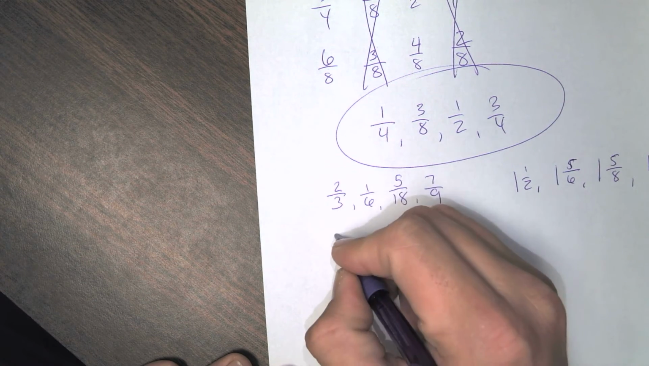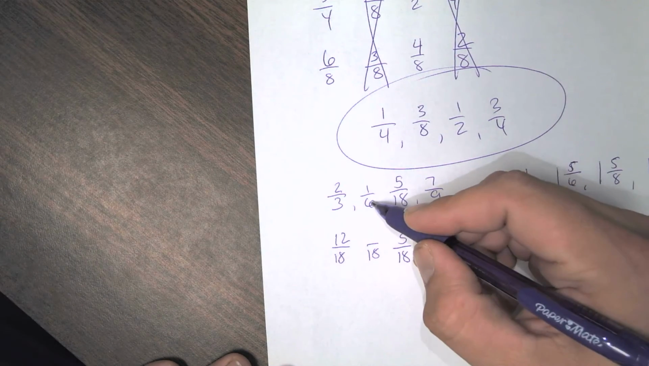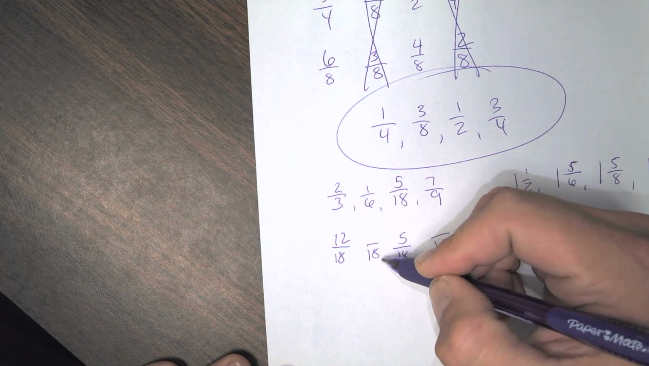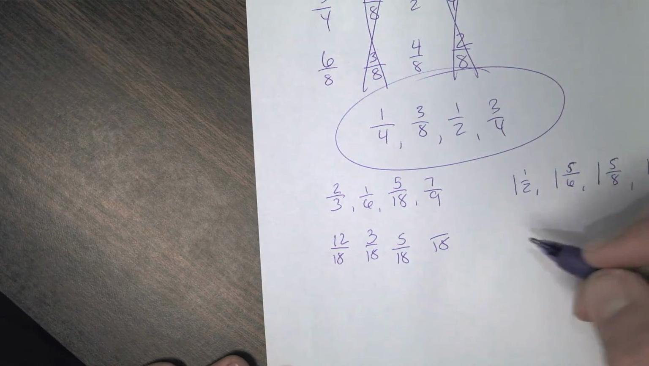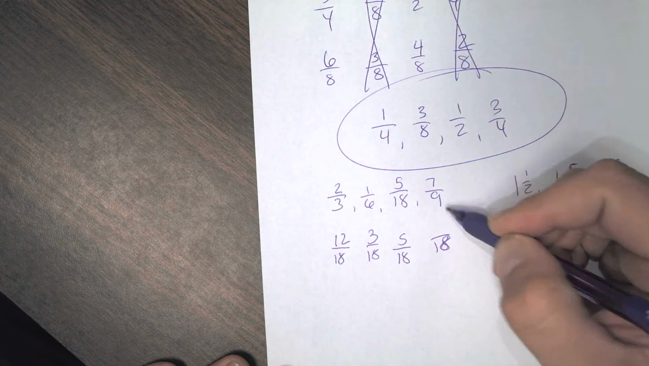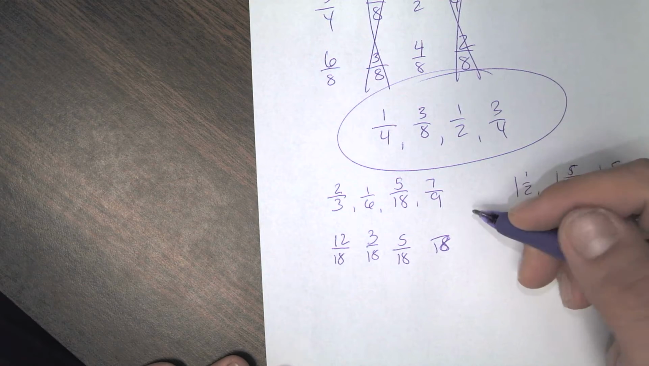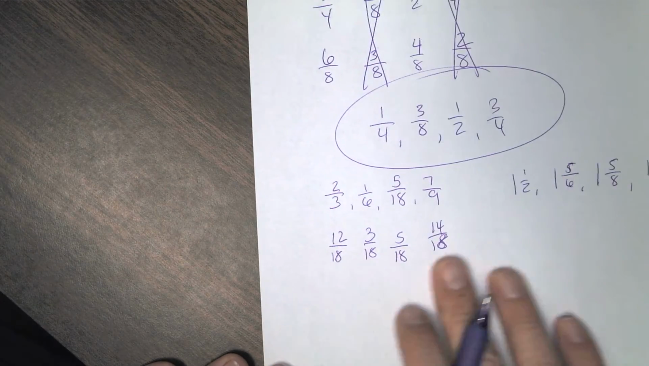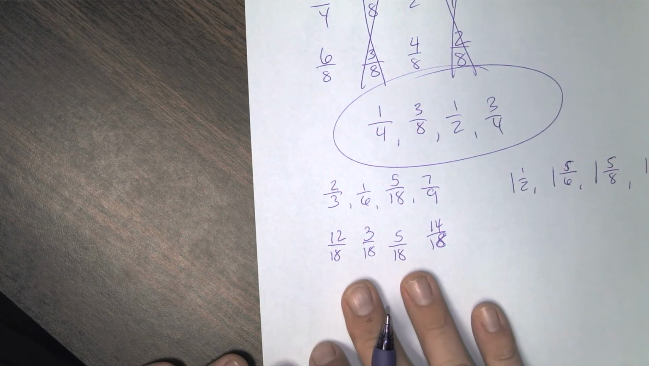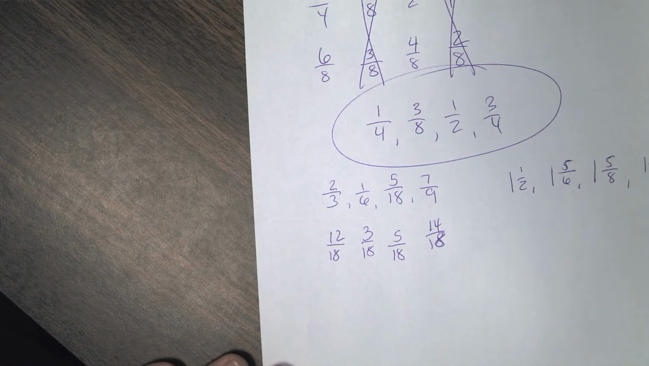So 2 times 6 would be 12. How do we get from 6 to 18? Zach? Multiply by 3. So 1 times 3 would be 3. And then how do you get from 9 to 18? Multiply by 2. So 7 times 2 would be 14. Now that we have them all in common denominators, we can order them from least to greatest.